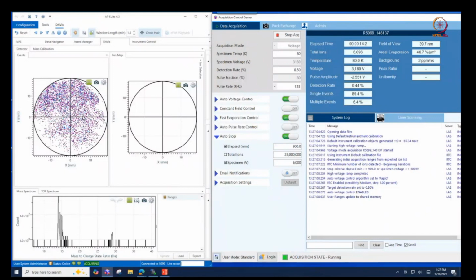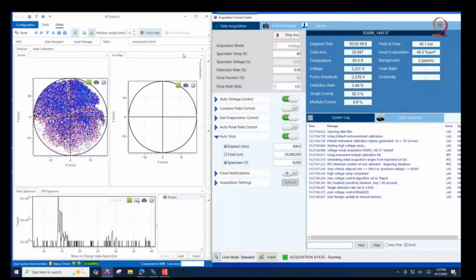Now I have increased the pulse fraction to 80%. The effect is more or less similar to what we have seen earlier. Background has reduced, the multiple events reduced, and single events have increased, which means as we increase the pulse fraction in the voltage mode, our signal gets better and better. So we have briefly seen the effect of pulse fraction on the data acquired in the voltage mode.